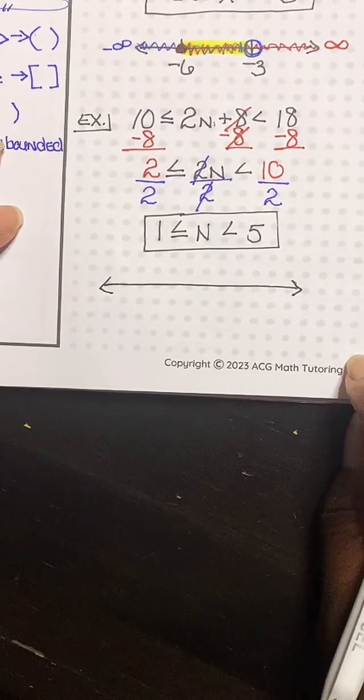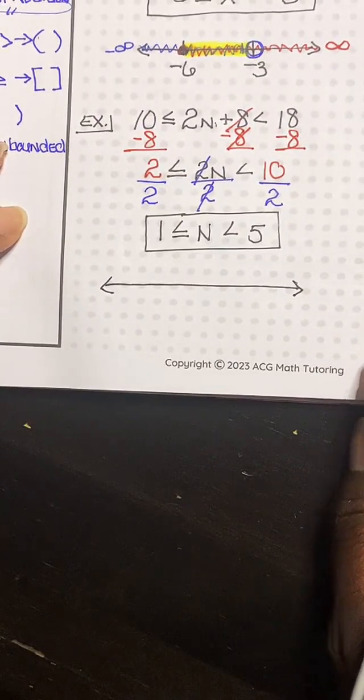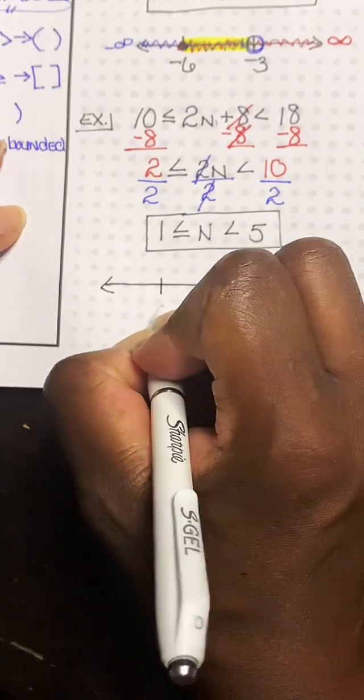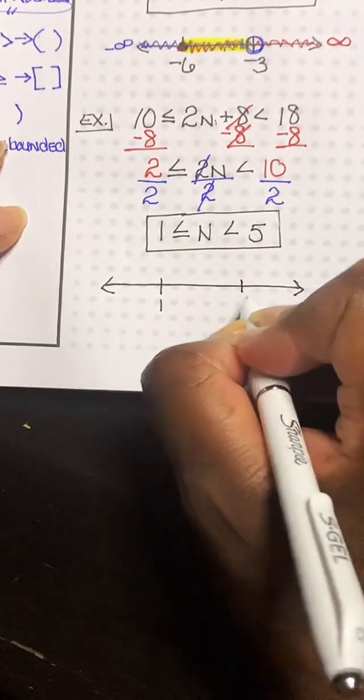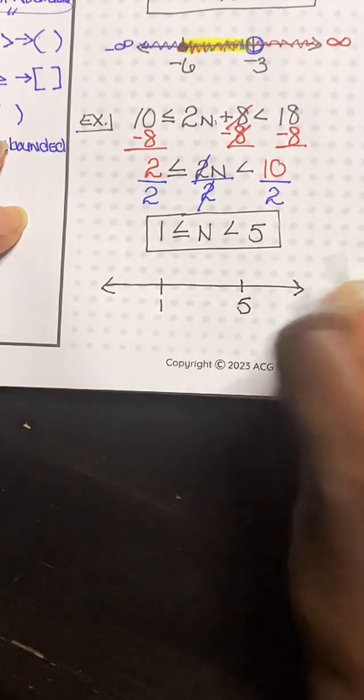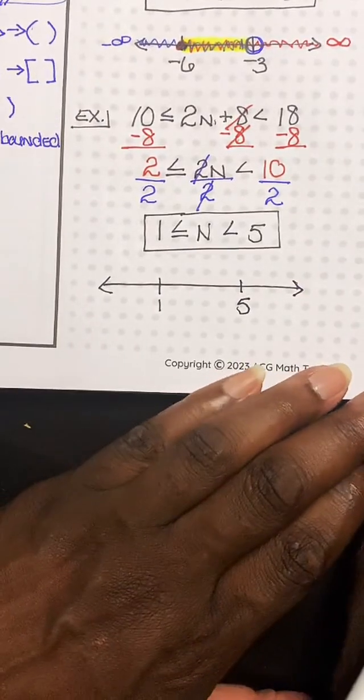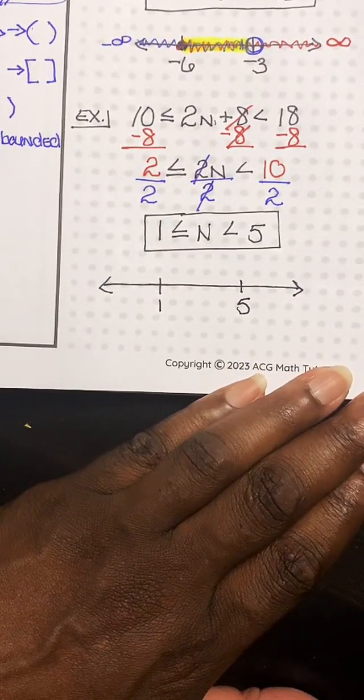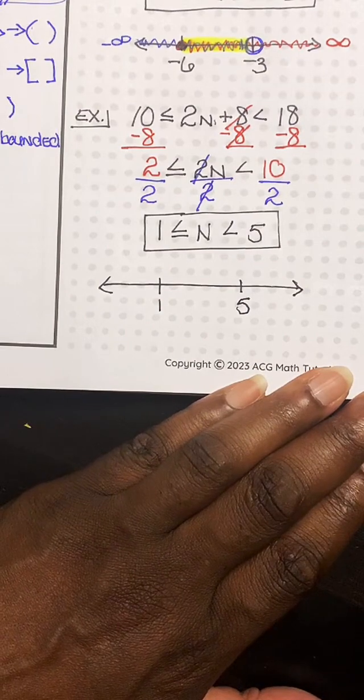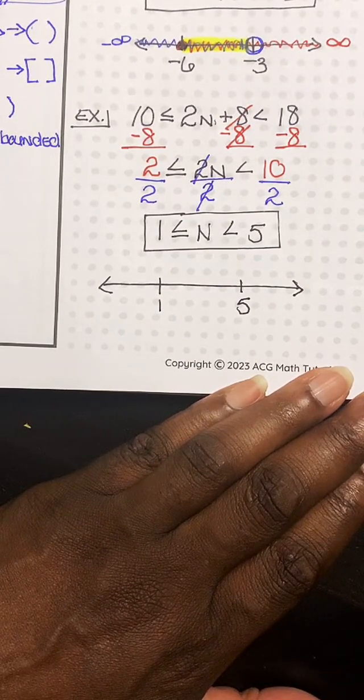All right. So if we're here to graph, we have our 1 and we have our 5. Okay. On the 1, open or closed? Open or closed on the 1?